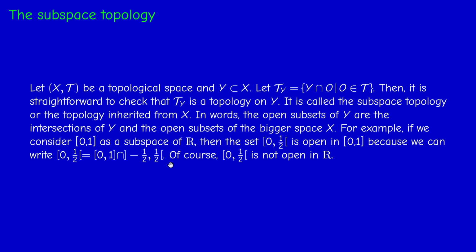Okay, so we say here that this set [0, 1/2), the semi-open interval, is open in the closed interval [0, 1], but not open in R. So we have to be careful when we say open. So we say that [0, 1/2) is relatively open. It's very important, this notion of subspace topology.